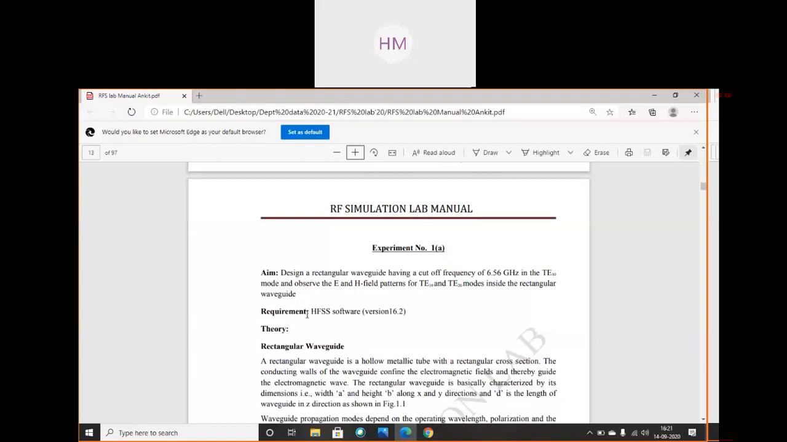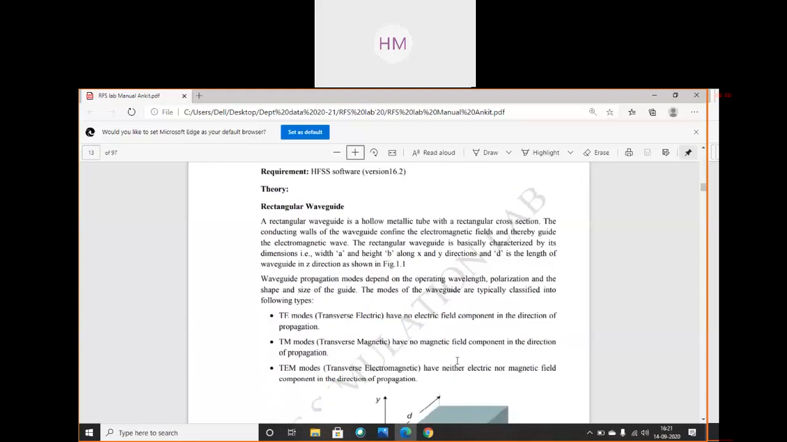So you have to visualize E and H field patterns for TE10 and TE20 mode. You can do it only for one. Write in the theory for both, perform it for one. So rectangular waveguide. A rectangular waveguide is a hollow metallic tube with a rectangular cross section. The conducting walls of the waveguide confine the electromagnetic fields and thereby guide the electromagnetic wave.